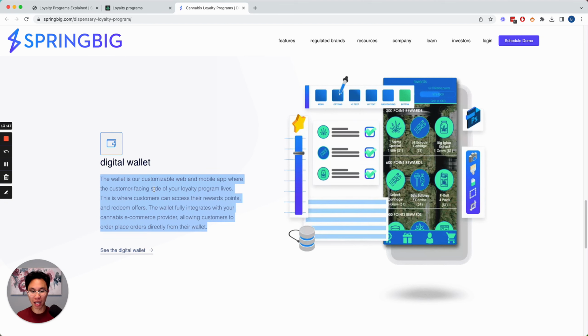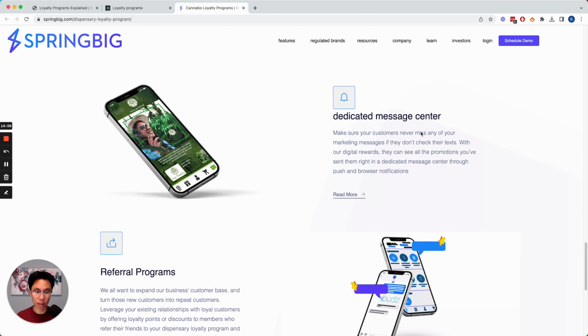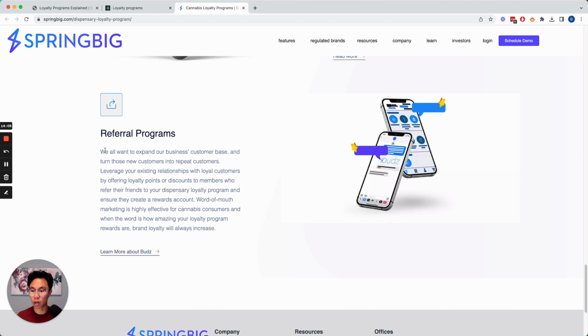Now, this is interesting. I did a podcast episode with a close friend of ours over at Heed, and we were talking about the friction it takes to download another app to your phone, right? A lot of times people don't want to download apps, but if you can convince people to use this digital wallet, they will then end up keeping the app, right? So this is a very interesting play. Dedicated messaging center, referral programs. Oh, this one's pretty interesting.